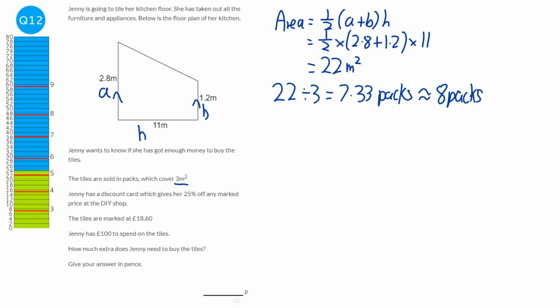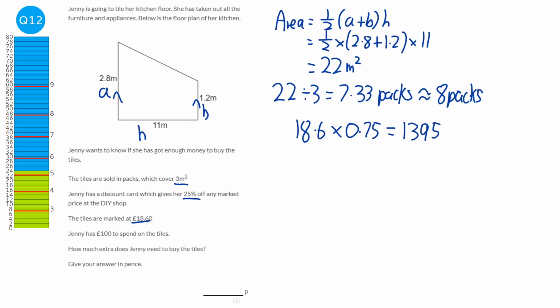Okay, next thing we look at is the fact that Jenny has a 25% discount. So we need to find out what the 25% discount would do to the £18.60 for the pack of tiles. And so what we're going to do is get the £18.60 and times it by 0.75. So we're just going to find 3/4 of it because she has a 25% discount, and that would be 1,395. So that's the tiles are going to cost £13.95.